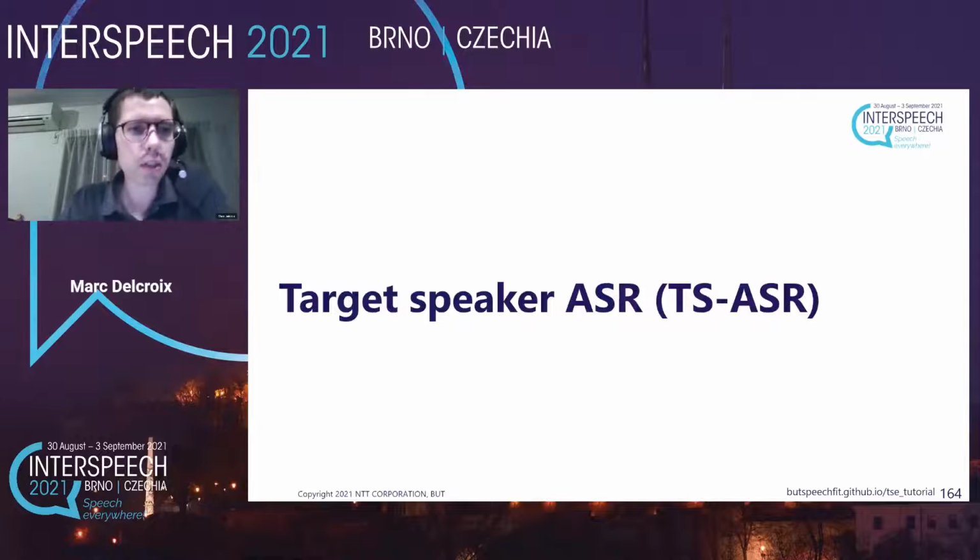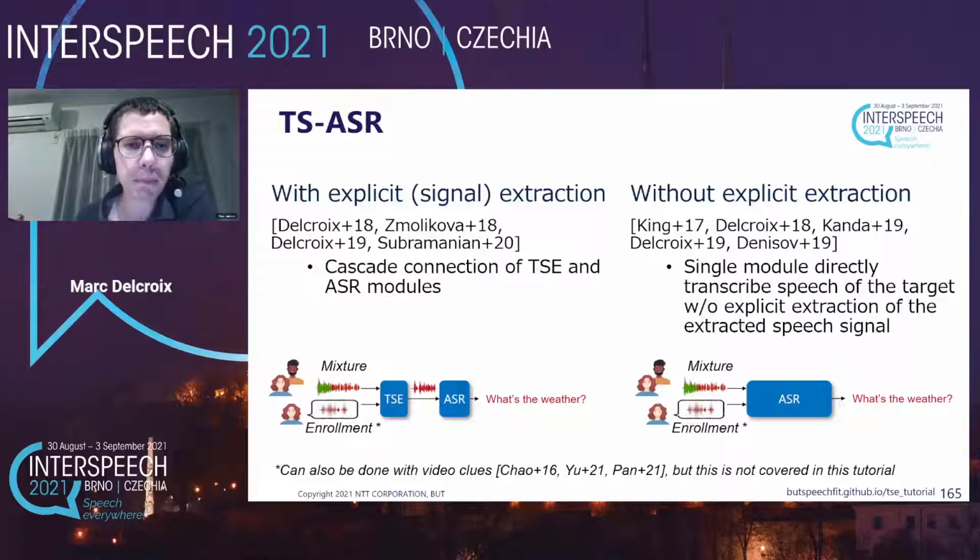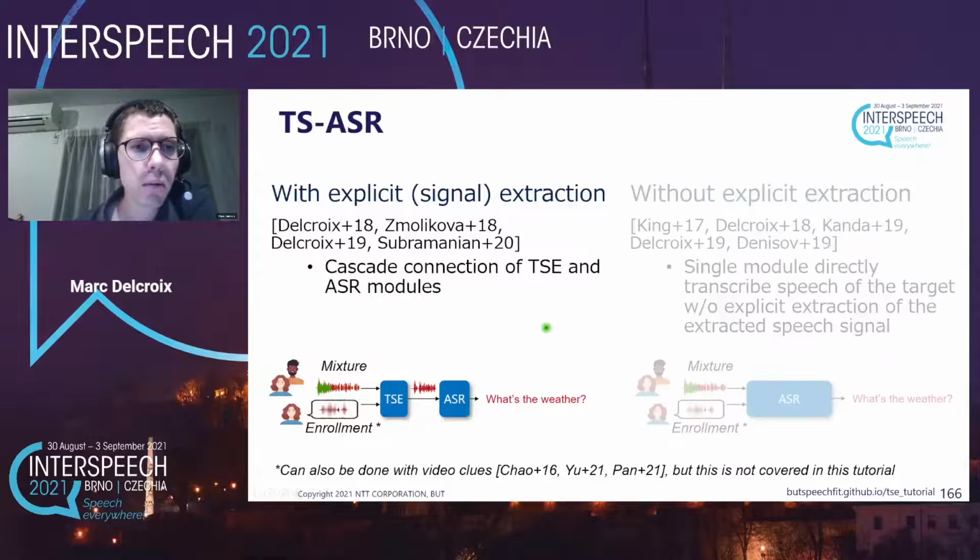So I will first explain the target speaker ASR. Target speaker ASR can be realized with two schemes. The first scheme is to do target speaker ASR with explicit signal extraction. And this is simply a cascade connection of a target speech extraction module and an ASR module, like shown here. And here we will discuss approaches that use enrollment, but similar things can be done also with other clues like video clues.